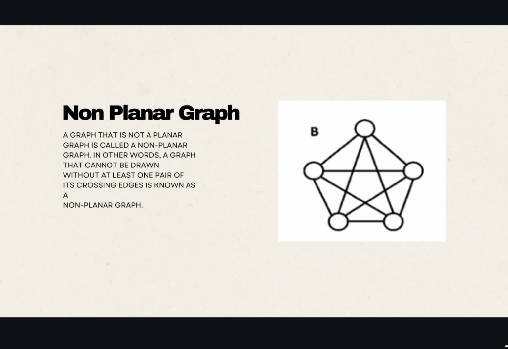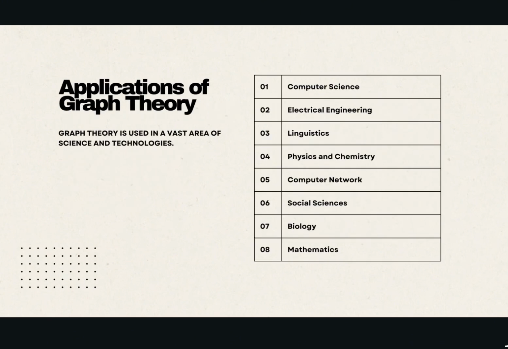Non-planar graph. A graph that is not planar is called a non-planar graph. In other words, a graph that cannot be drawn without at least one pair of crossing edges is known as a non-planar graph.